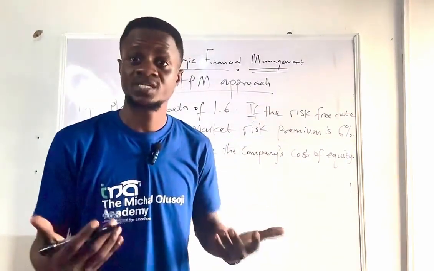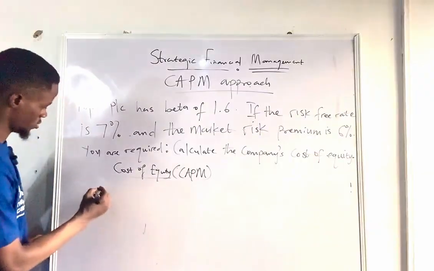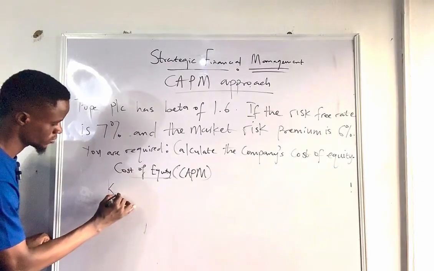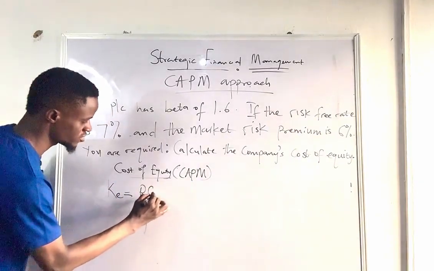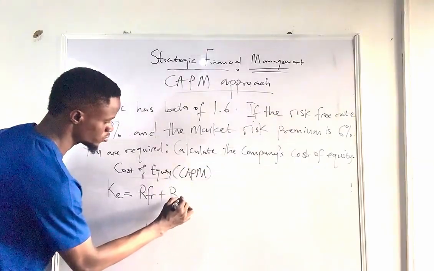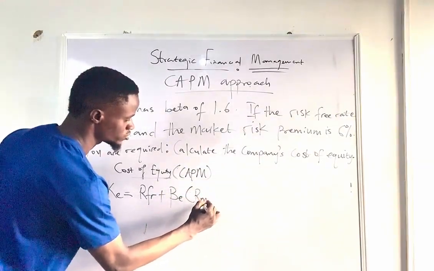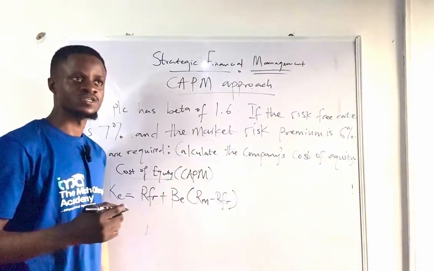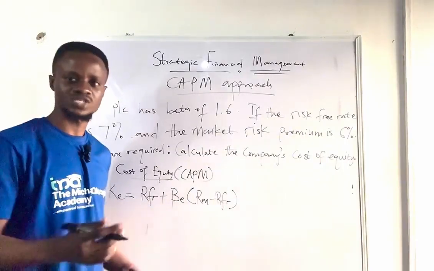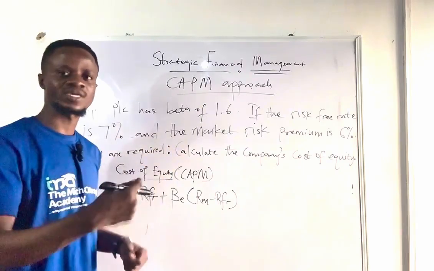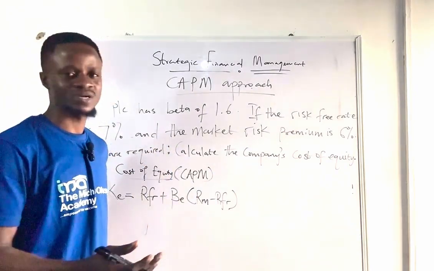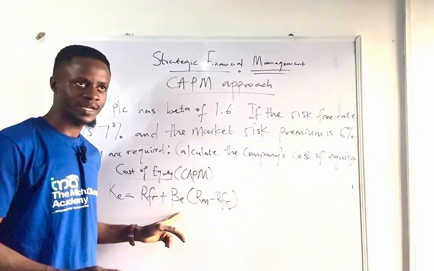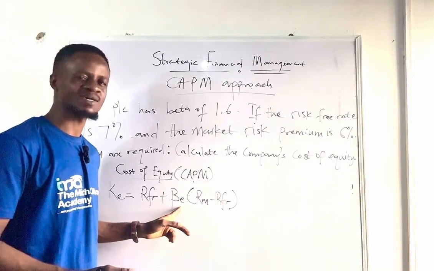So for CAPM, what exactly is the formula? Using the CAPM approach, the cost of equity is equal to the risk-free rate plus beta equity times (market return minus risk-free rate). The risk-free rate is the return on investments without risk, usually government treasury bills and the like, which you'll be given in your question. And this is the risk, which is usually systematic risk.